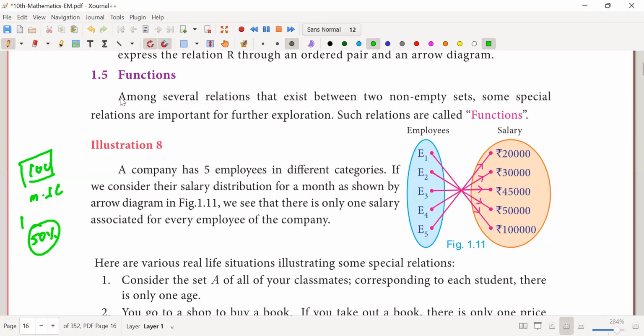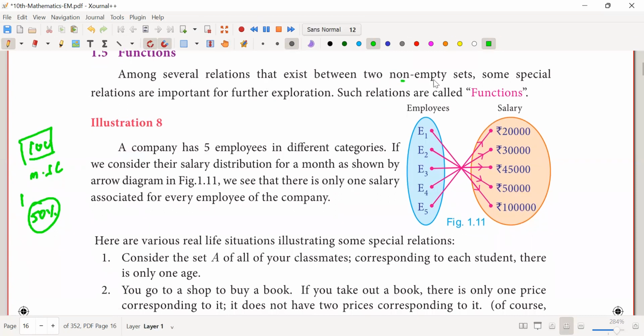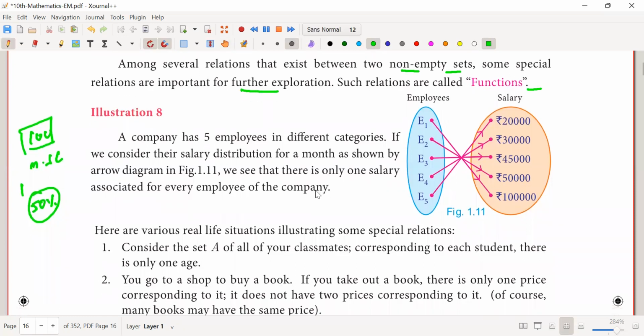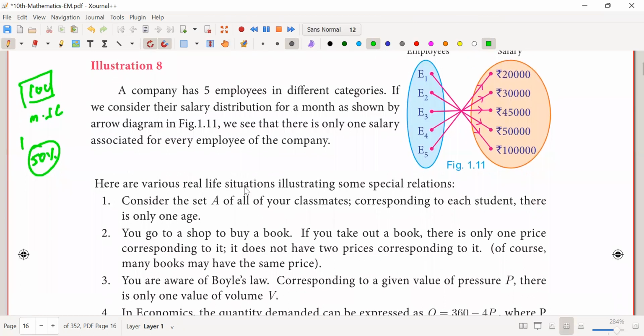Just like that, functions, right? Among several relations that exist between two non-empty sets, some special relations are important for further exploration. Such a relation is called a function. Some special relationship.